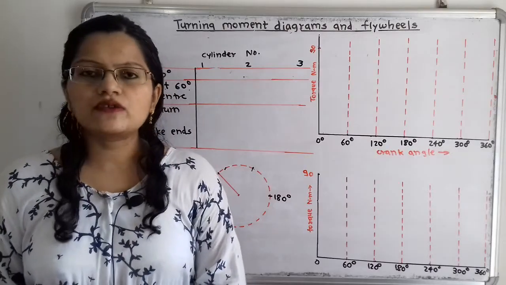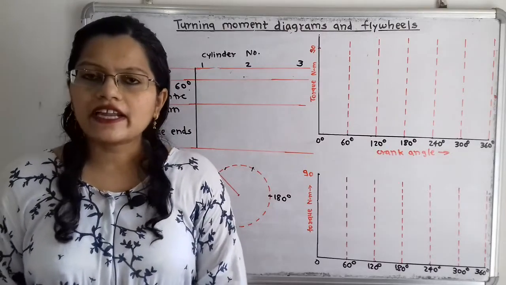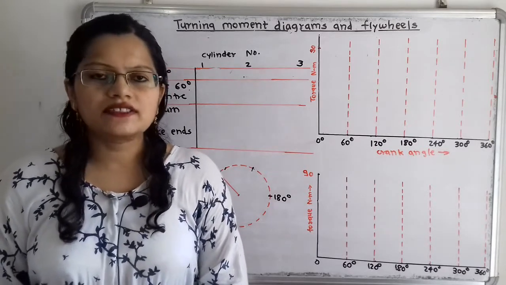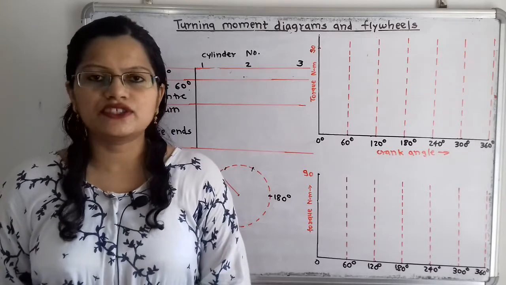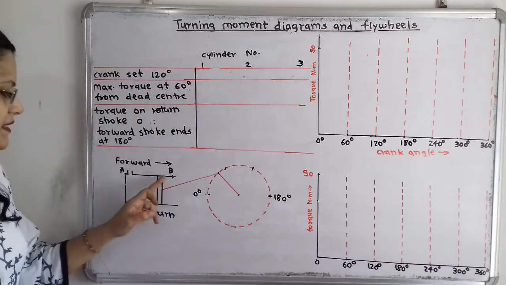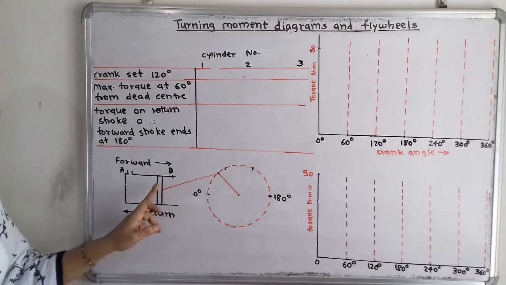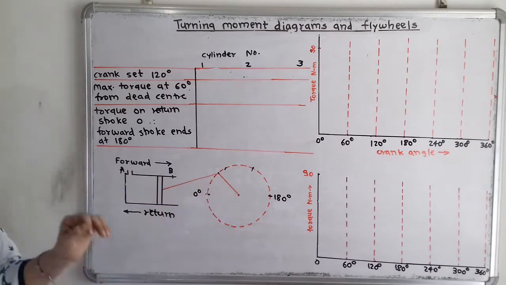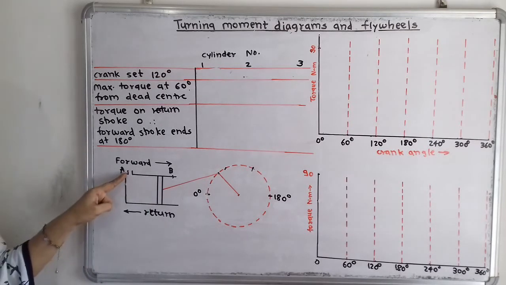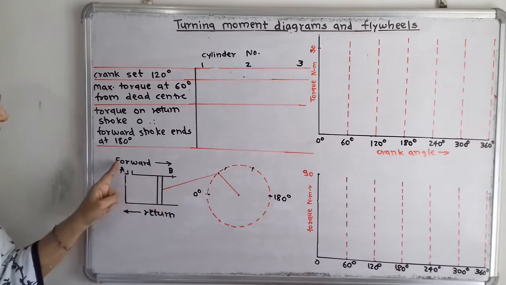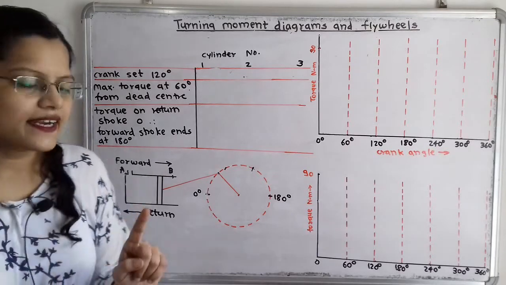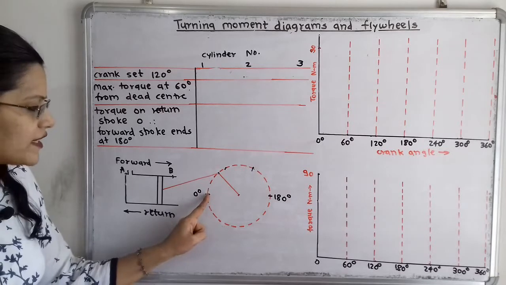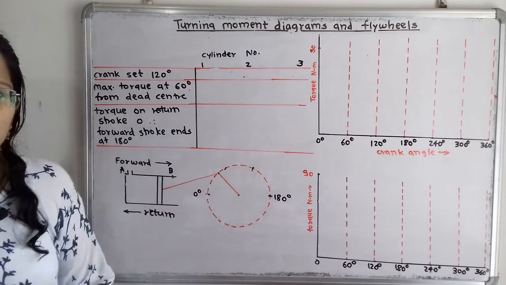First, we are going to draw the torque crank angle diagram for individual cylinders. Before that, we will understand how this single acting engine works. So here is the piston cylinder arrangement and this piston is connected through the connecting rod to the crank. As the piston moves from point A towards point B, there is the forward stroke, and at the same time the crank rotates from 0 degrees towards 180 degrees.